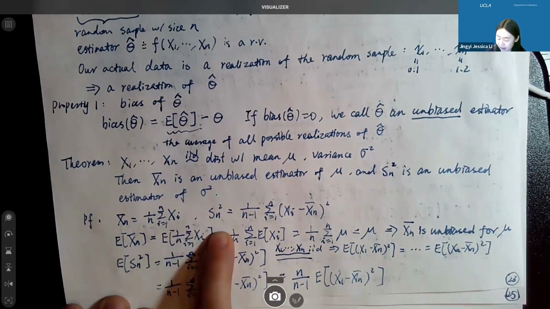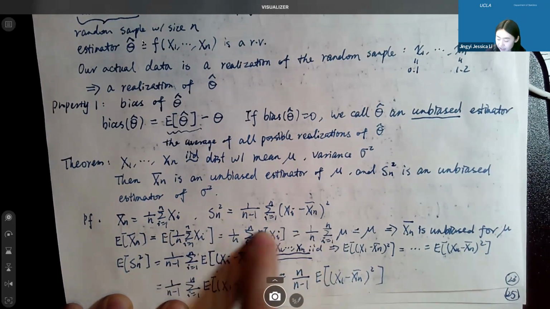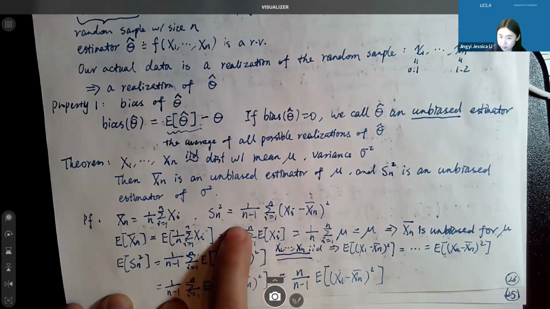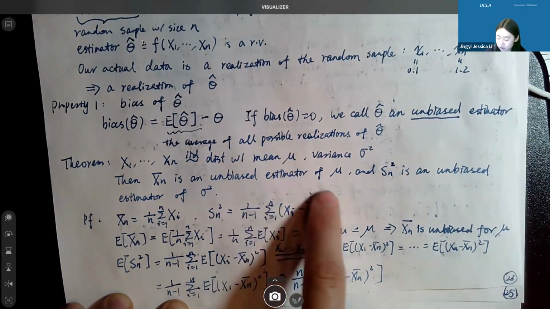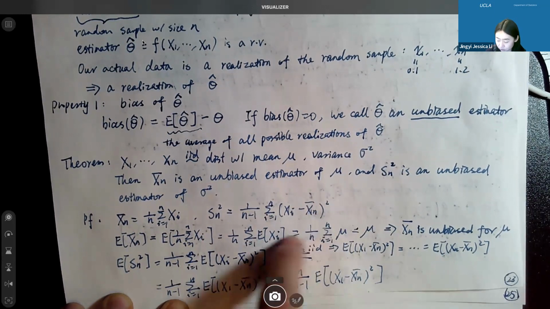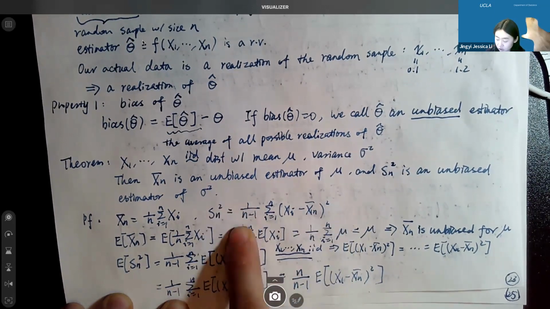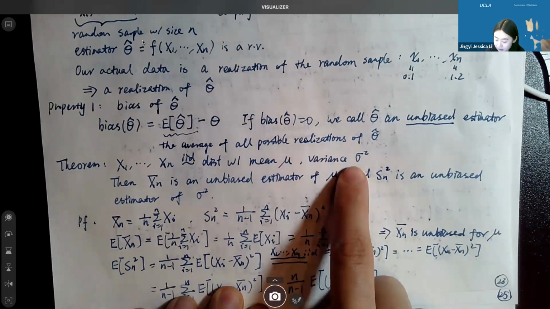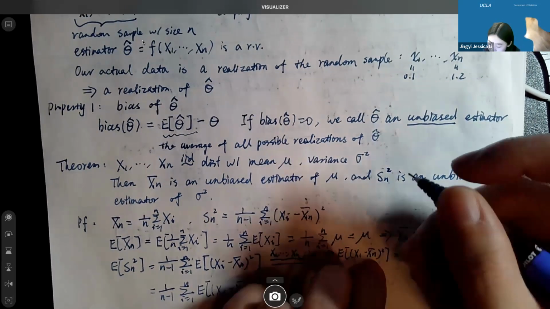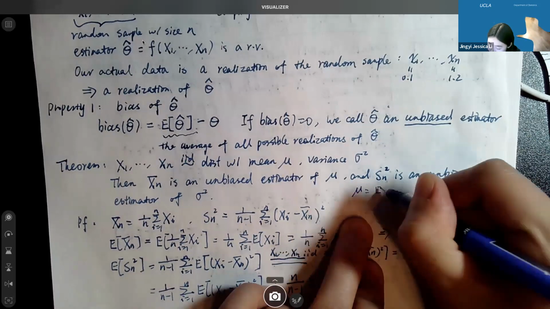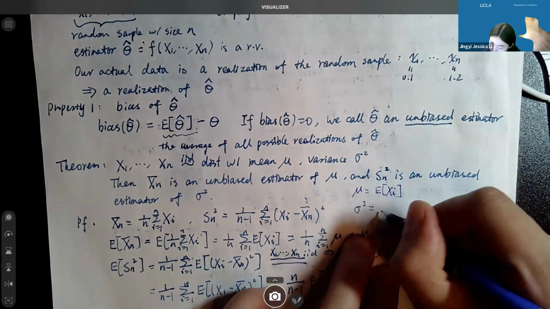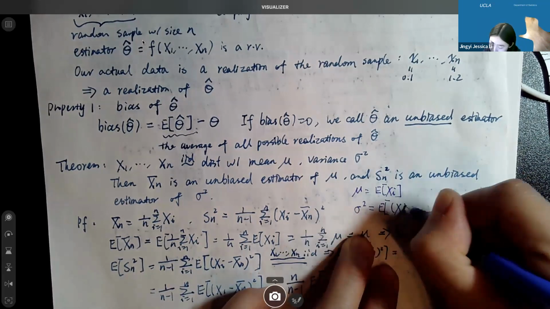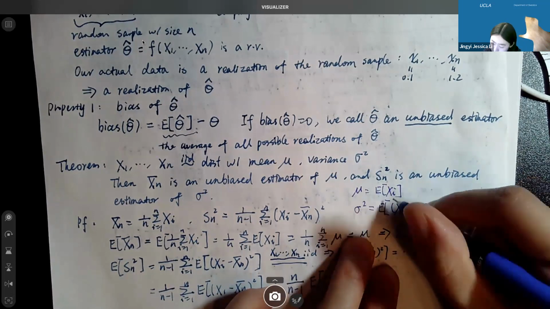The key here is that we take the sum of squared differences between each random variable and the sample mean, and then we divide by the number of observations. We are going to take an average because, let me just write here, the population mean is actually the expectation of each Xi, all right? And the population variance is actually the expectation of each Xi minus the population mean, squared.